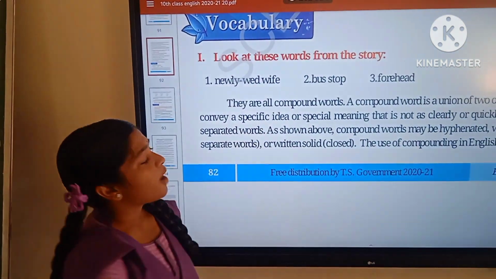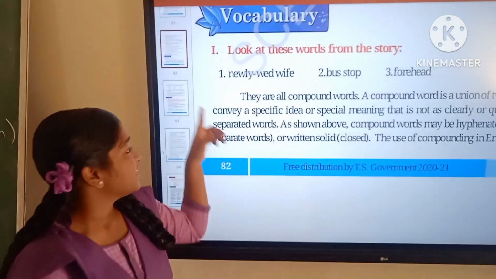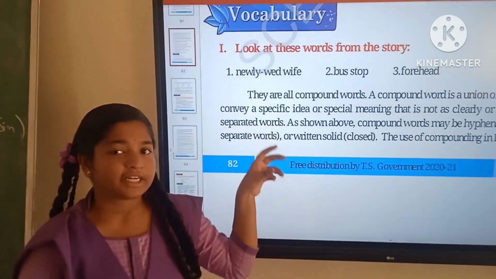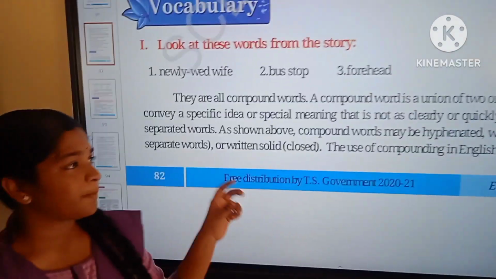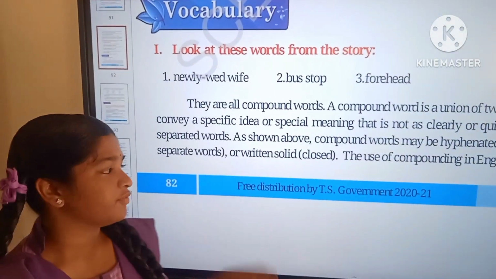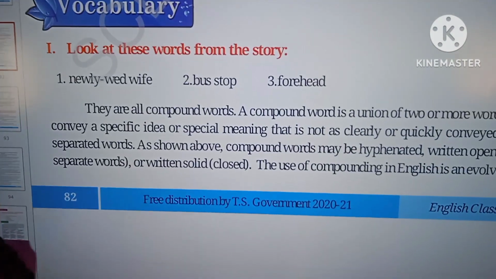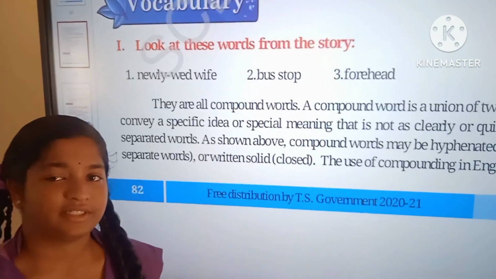As shown above, compound words may be hyphenated. The newly-built is a hyphenated compound word. And the second one, written open: the bus stop, written open, is a compound word. Forehead. Forehead is a closed compound word.